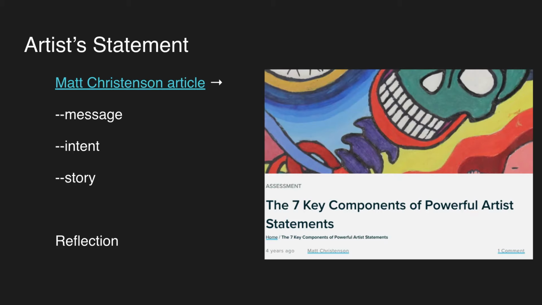The artist statement is a significant aspect of this unit. An educator from San Francisco, Matt Christensen, has written an article that can be transferred into the language unit. Early learners can list words, more advanced learners can write connecting paragraphs. They are all evaluating, and they focus on message, intent, story, and reflection.